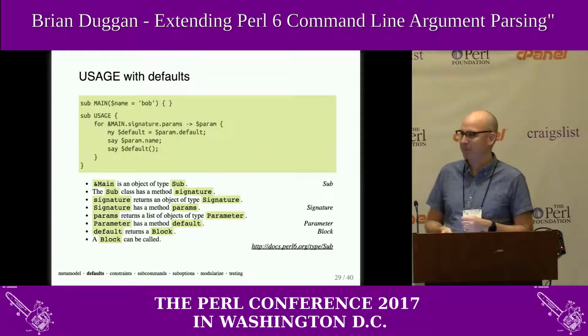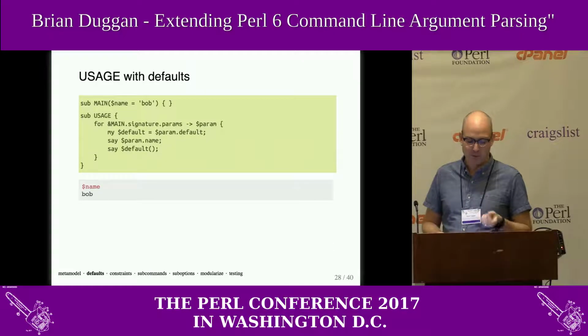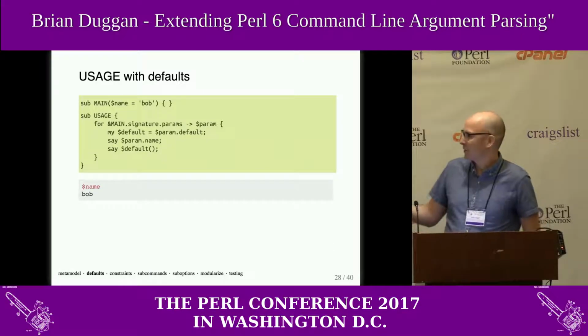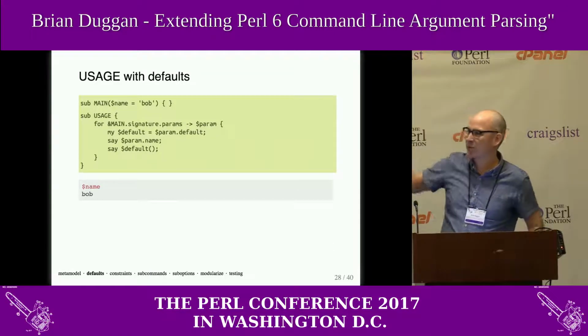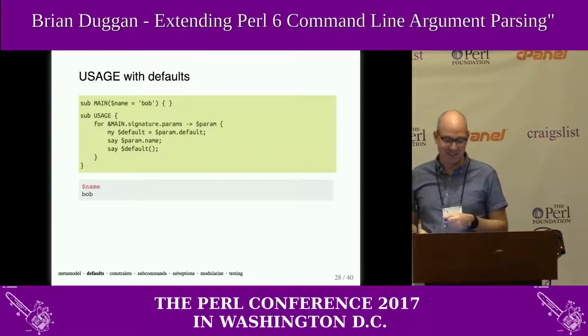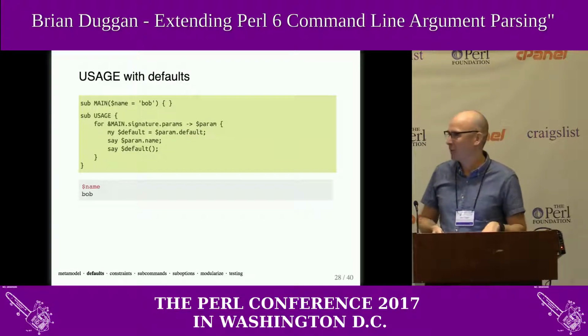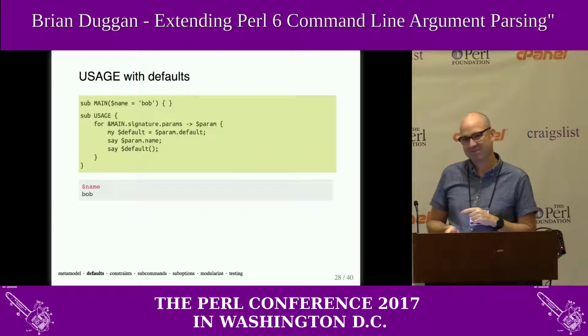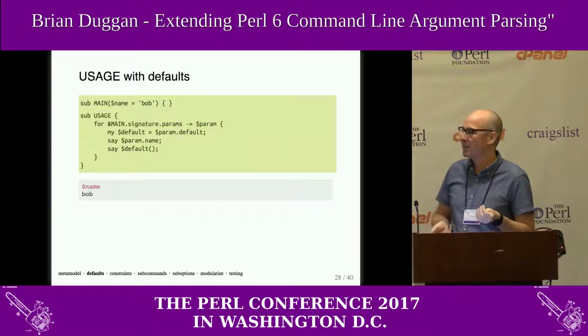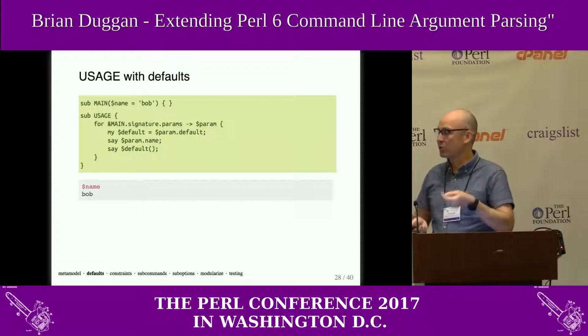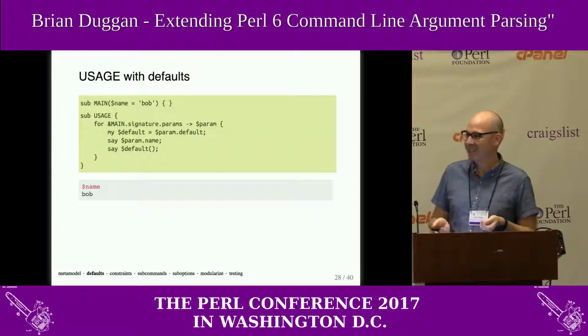So that's how in the previous slide we have $default with two parentheses, which means call this block, and we get the name, $name, and we get Bob as the default. So these are some of the building blocks for how you can make your own usage that's more sophisticated than the built-in one.